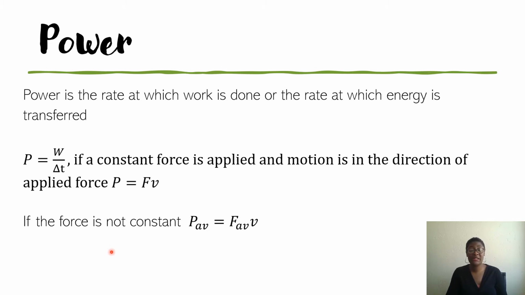Now, if the force is not constant, you can find the average power by multiplying your average force by your velocity. Please note that in this case as well, if you have conservative forces or non-conservative forces acting, you can represent that in your work done, and then you place your net work done into your power formulae.